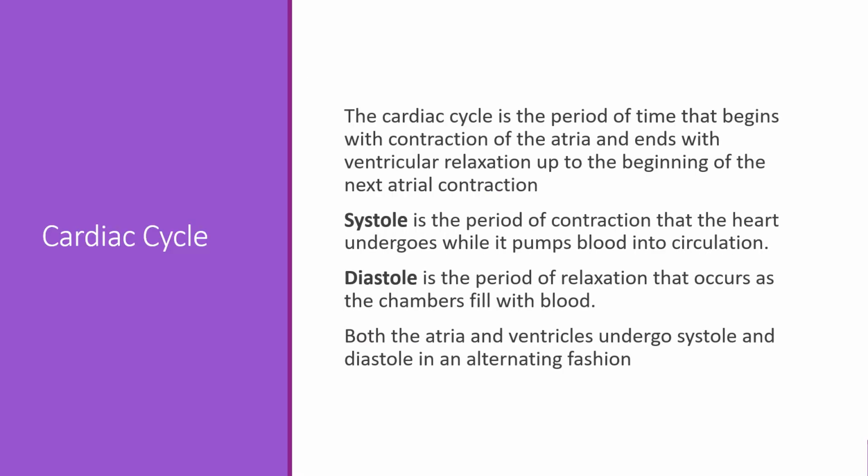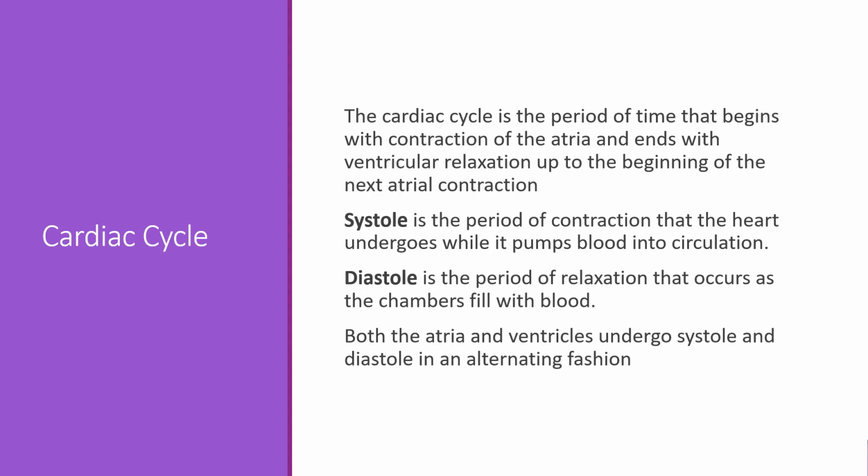The cardiac cycle is the period of time that begins with the contraction of the atria and ends with the end of ventricular relaxation up to the beginning of the next atrial contraction. So it's not just the contraction of the atria to the repolarization of the ventricles, it's the complete repolarization of the ventricles in that last period that we talked about, that weird time period where there's no electrical activity, that goes all the way through that. So the cardiac cycle is one complete cycle when we start all over again.